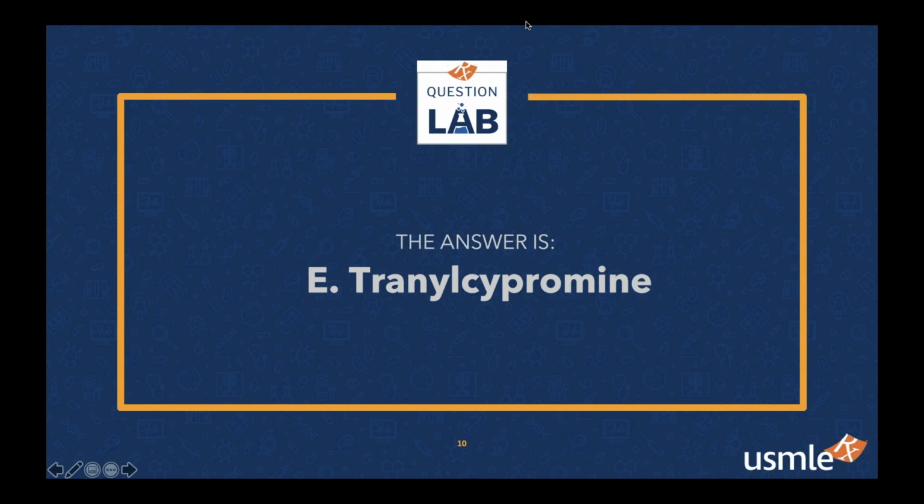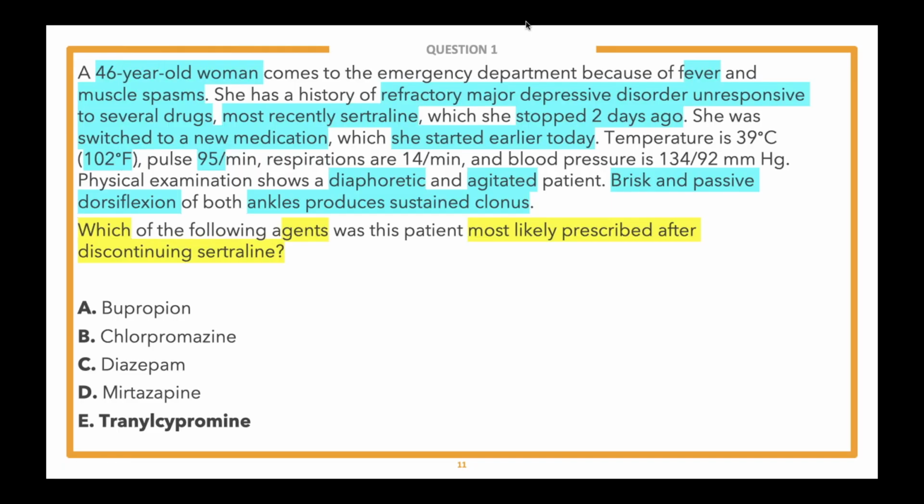Thank you, Sean. Yeah, definitely a tough question here, and let's go over this. So this patient presented to the ER with fever and muscle spasms, okay? And we know that this was recently after starting a new medication. It's important to keep that timeline in track here. So she started that new medication earlier today, and then she came to the ER with fever and muscle spasms, okay? So what should we be worried about here?